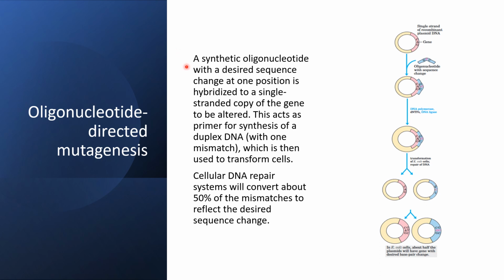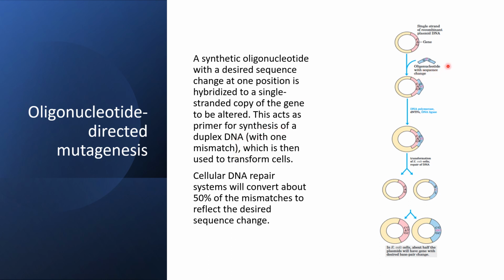It is a process in which a synthetic oligonucleotide with a desired sequence change at one position is hybridized to a single-stranded copy of the gene to be altered. Here you can see a single-stranded copy of recombinant plasmid DNA, and this is the oligonucleotide that we talked about. Then there is a single change in the oligonucleotide fragment that is marked in red, that is C here. And this acts as a primer for the synthesis of a duplex DNA with one mismatch.